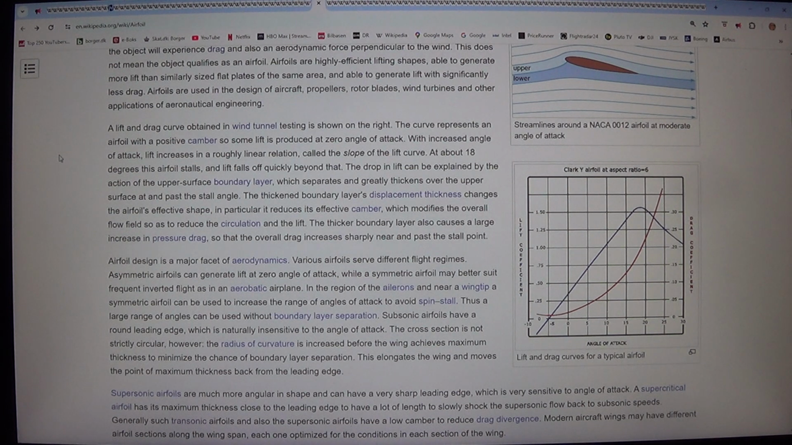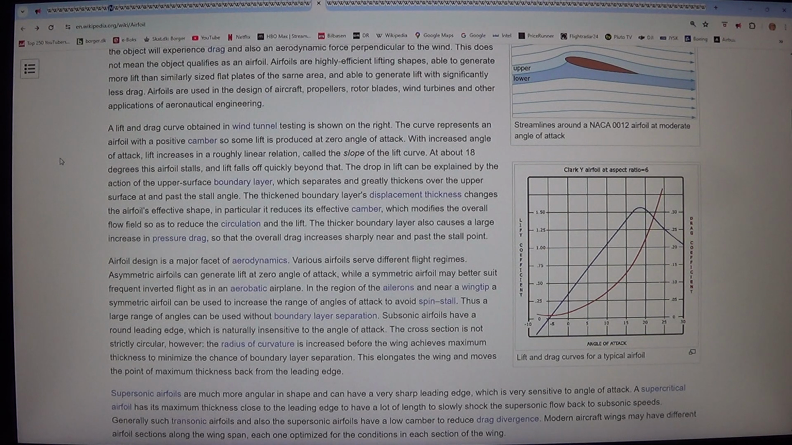The thickened boundary layer's displacement thickness changes the airfoil's effective shape. In particular, it reduces its effective camber, which modifies the overall flow field so as to reduce the circulation and the lift. The thicker boundary layer also causes a large increase in pressure drag, so that the overall drag increases sharply near and past the stall point.